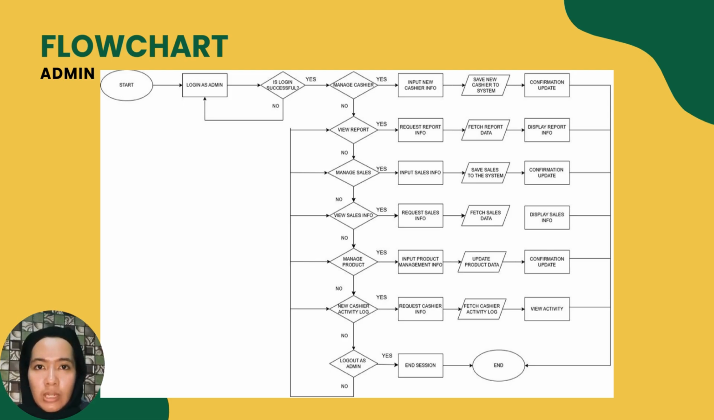Next is manage product. This is a critical admin function. They can add, update, or remove product information in the system. Next is view cashier activity logs. For security and performance monitoring, the admin can request and view logs of cashier activities. And just like the cashier, the admin has a logout option to securely end their session. This flowchart demonstrates the extensive control and oversight an administrator has over the entire system.